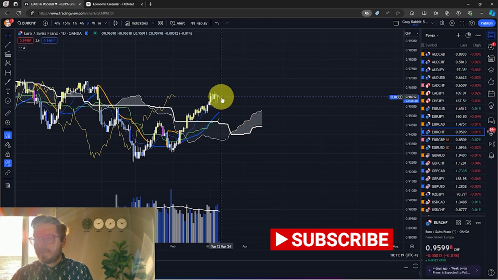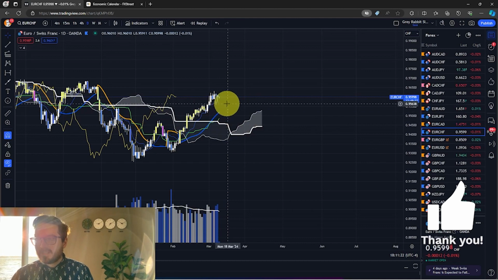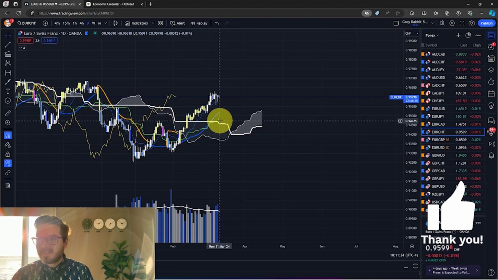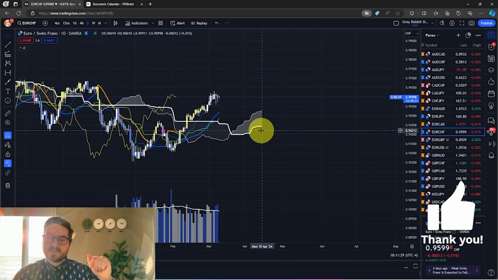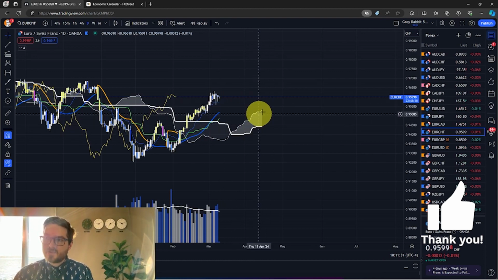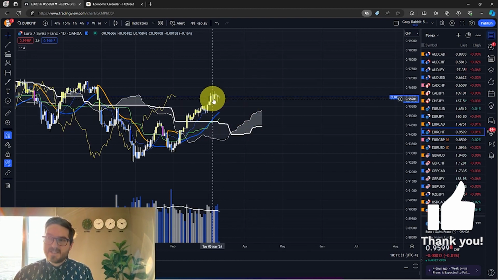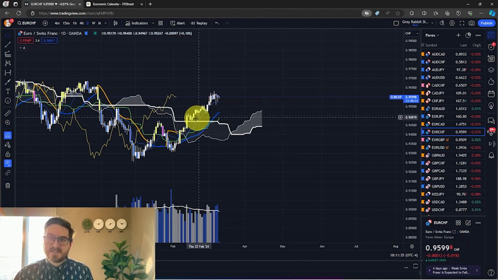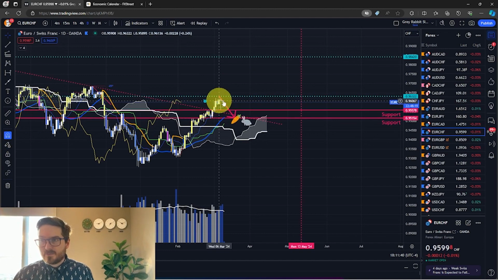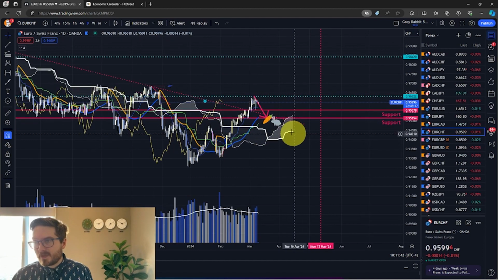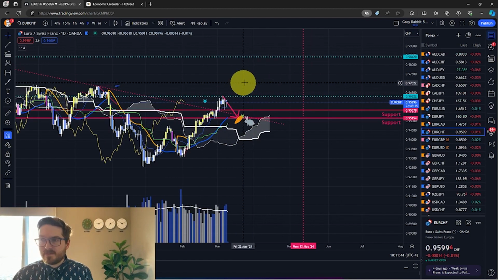We've got price above the Tenkan-sen and the Kijun-sen. The Tenkan-sen's flat, Kijun-sen's pointing up, Senkou span A is up, and Senkou span B is flat. So this is not trending 100%, but this is very bullish because price is above the Tenkan-sen, and it looks like the Tenkan-sen is offering support here. So this could be the beginning of a new bullish trend.